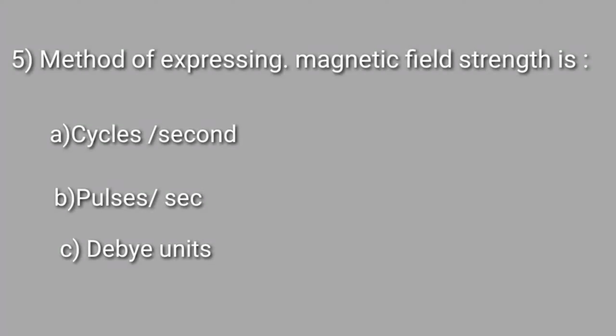Question number 5. The method of expressing magnetic field strength is A. Cycles per second, B. Pulses per second, C. dB units, D. Gauss. The answer is Weber or Tesla and Gauss. So Gauss is the unit of magnetic field.